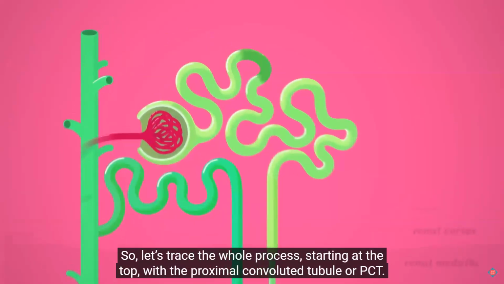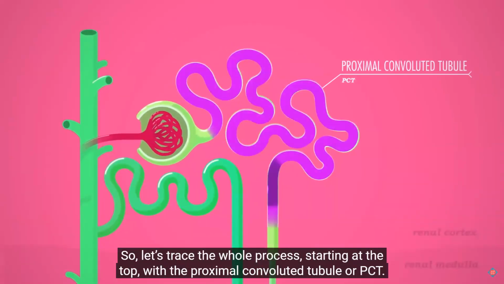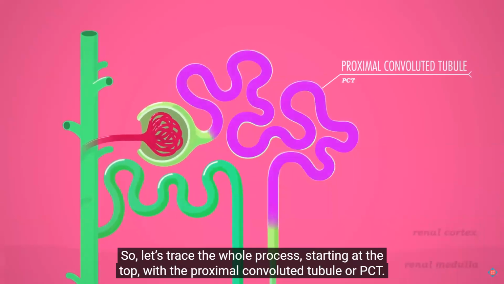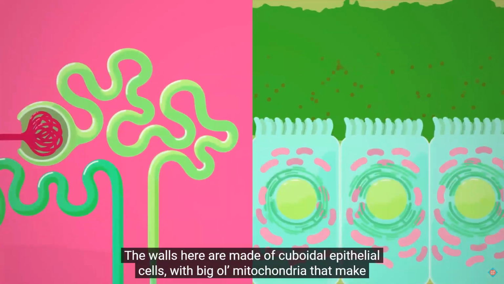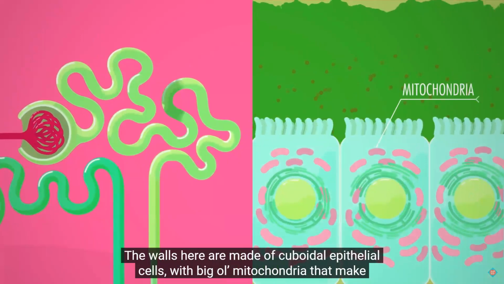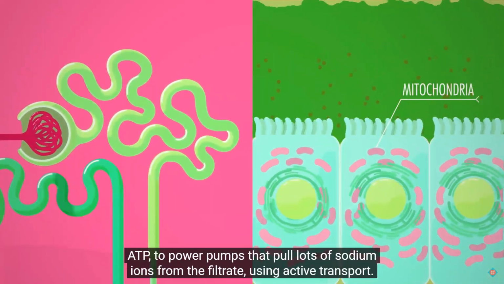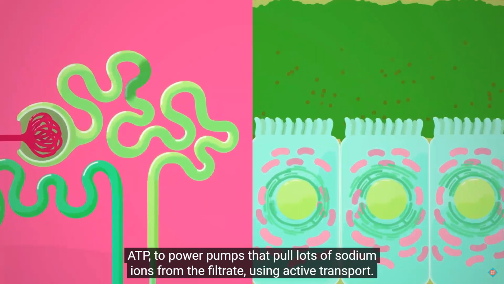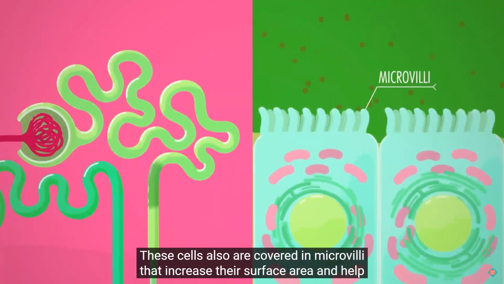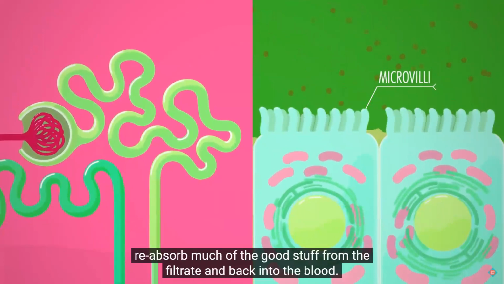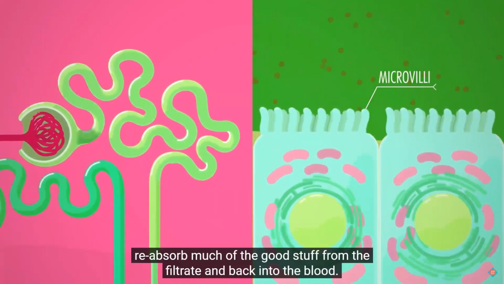And so let's trace the whole process, starting at the top with the proximal convoluted tubule, or PCT. The walls here are made of cuboidal epithelial cells with big old mitochondria that make ATP to power pumps that pull lots of sodium ions from the filtrate using active transport. These cells also are covered in microvilli that increase their surface area and help reabsorb much of the good stuff from the filtrate back into the blood.